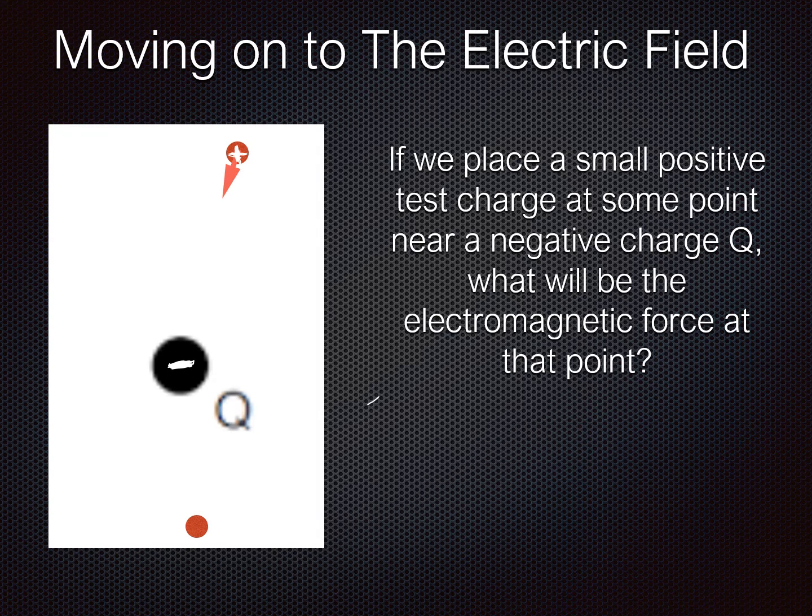What if I put one down here? Another little positive charge. Then that guy's going to want to point upwards towards the negative. So I can do this a few times and I can see where the charge wants to go. It's always towards. Now, why are these arrows in the center so much bigger?